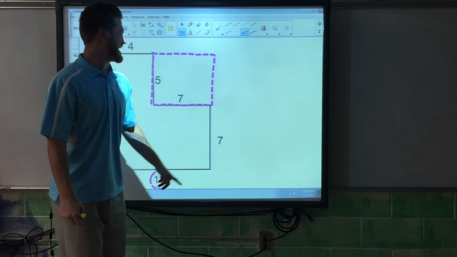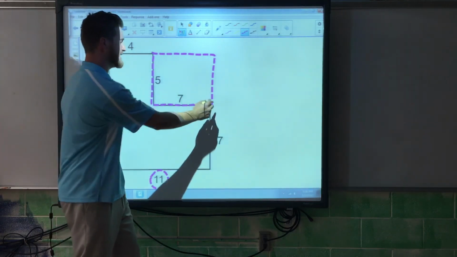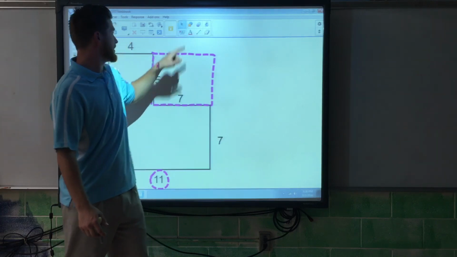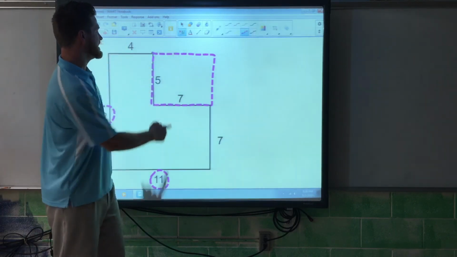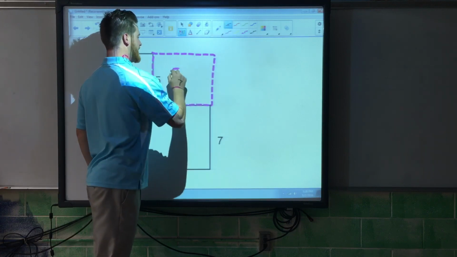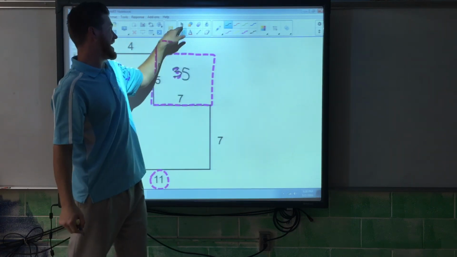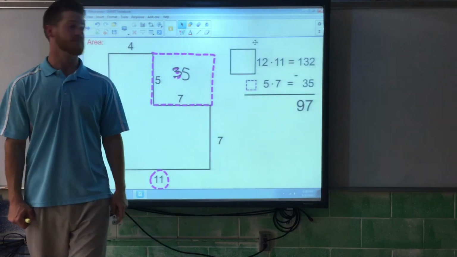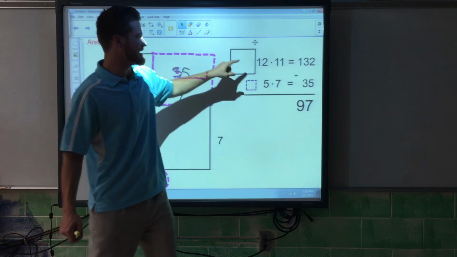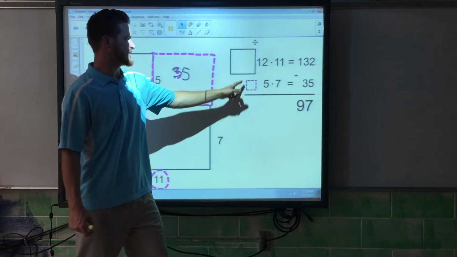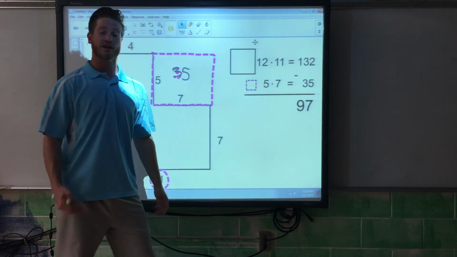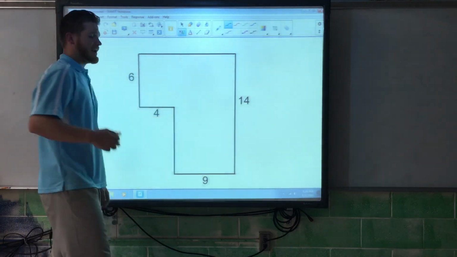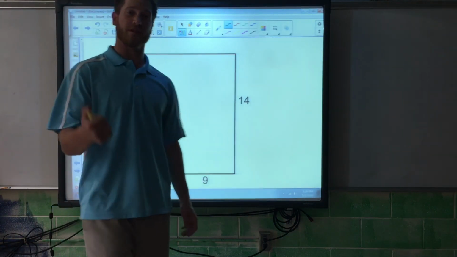Now we've got to think about it. It's not going to be 132 because it's missing this little rectangle up here in the right corner. So we would have to figure out the area of this missing piece. 7 times 5 is 35. So instead of adding it together, you take the whole piece and subtract the smaller piece. It'll look a little something like this. The big rectangle is 12 times 11, which is 132. Subtract the smaller piece, 5 times 7, which is 35, and you get the same answer. Again, 97.